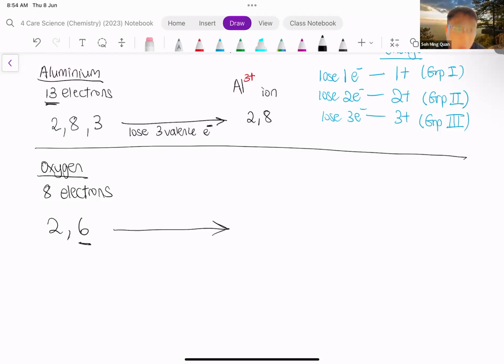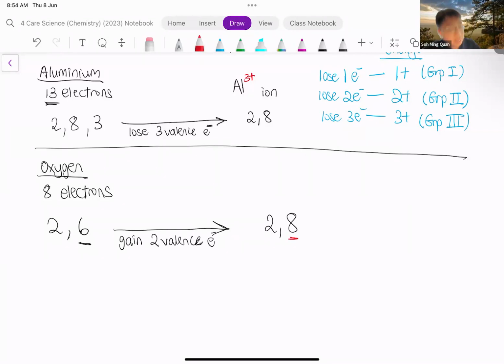So what can it do? Will it lose 6 valence electrons? Or is there another way to achieve a fully filled outer electron shell? Remember, outer electron shell to be fully filled means it needs to have 8 because this is the second electron shell. Second shell, maximum 8. Therefore, instead of losing 6, it is easier, probably, to gain 2 valence electrons. And that gives you 2, 8. All right. So oxygen atoms gain 2 valence electrons to form 2, 8.